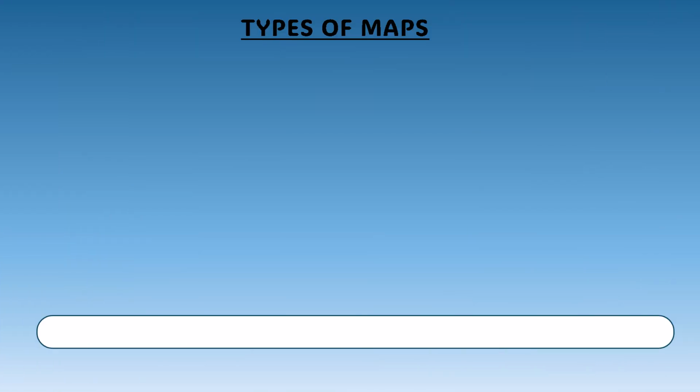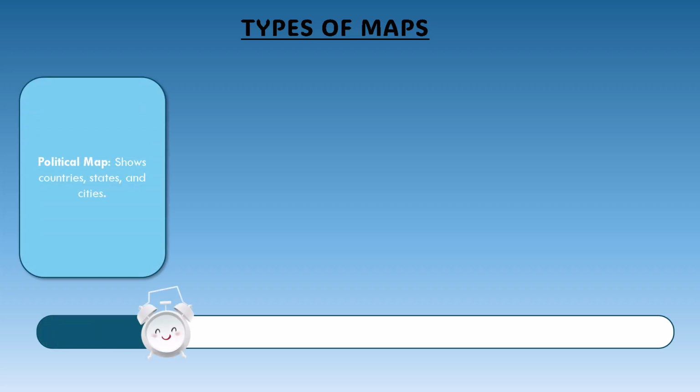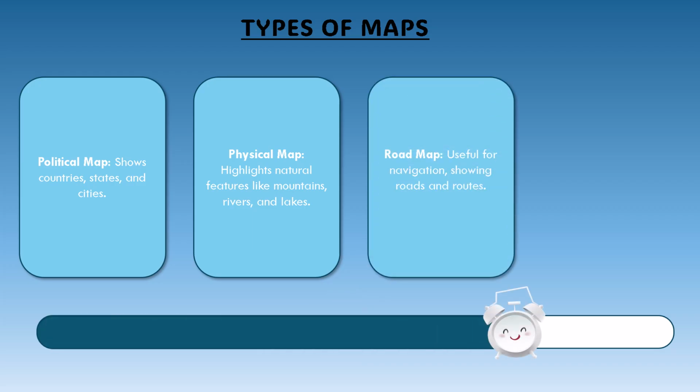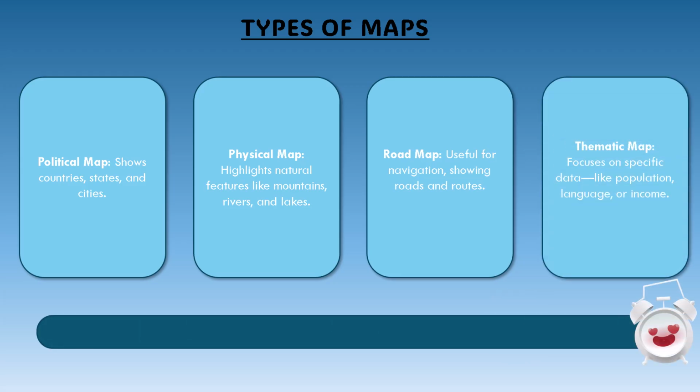Bula, my name is Alice. Today I will elaborate more on the types of maps. To begin with, there are 4 types of maps. Firstly, political map. Political map shows countries, states, and cities. Secondly, physical map. Physical map highlights natural features like mountains, rivers, and lakes. Thirdly, a road map. Road map are useful for navigation and showing roads and routes. And lastly, thematic map. Thematic map focuses on specific data like population, language, or income.